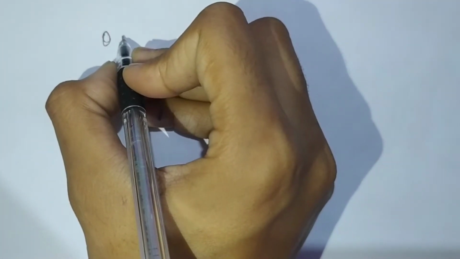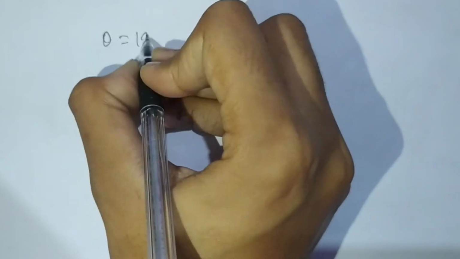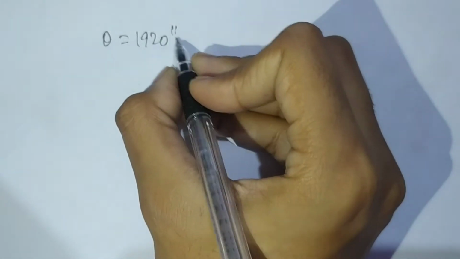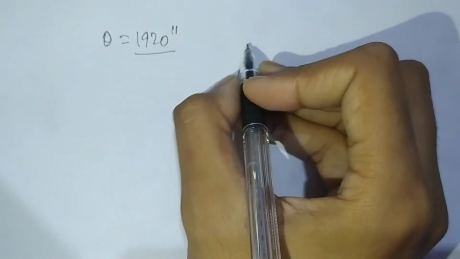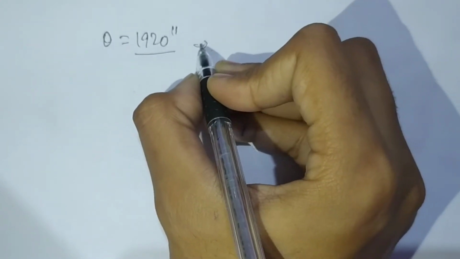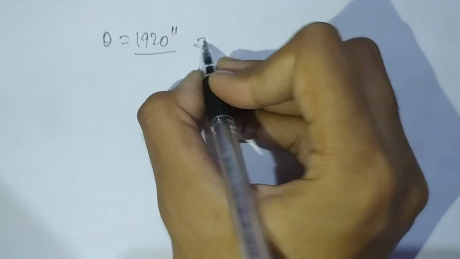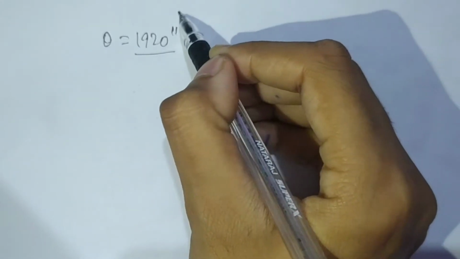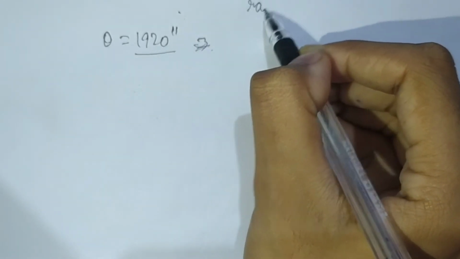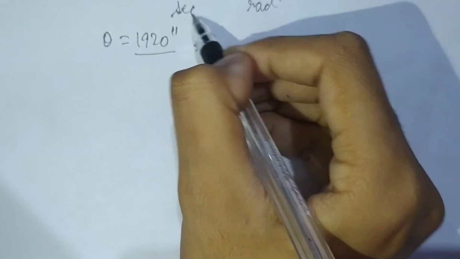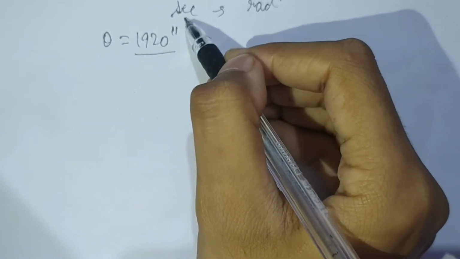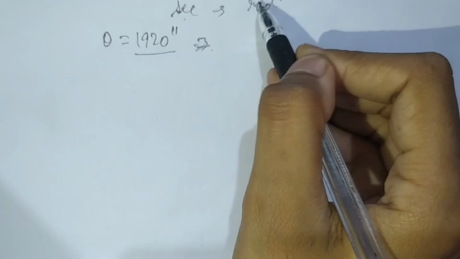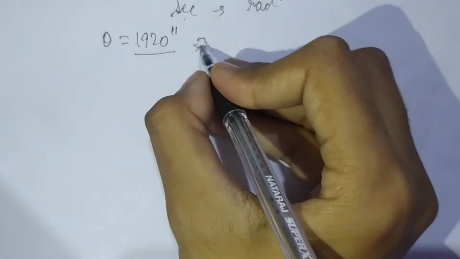See what is given in the question. The angular diameter is given, that is 1920 seconds. First of all, we have to convert this angular diameter into radians. This is given in seconds. What is the procedure to convert from seconds to radians? First we convert into minutes, then into degrees, and then into radians. So how will we proceed?